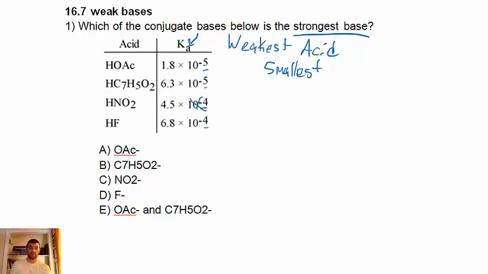So that gets rid of these two options. Now we're looking at just these two. We've got 1.8 and 6.3. Well, which one is the smallest? It's HOAc. So this is the weakest acid, and what would its conjugate base be? A, right? Because that's the acid without the H plus.